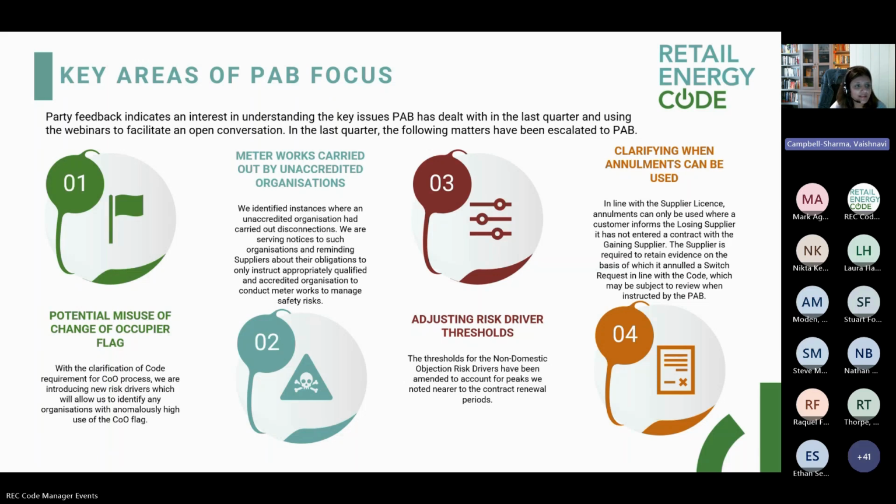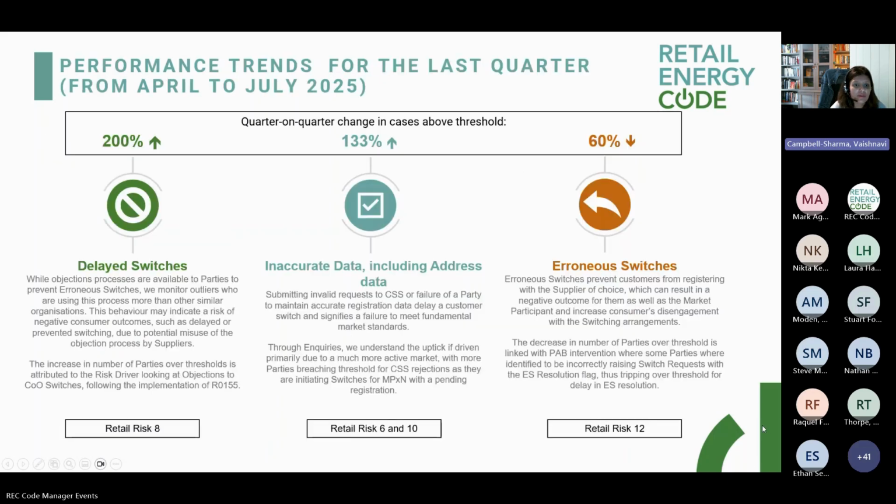If we go to the next slide as well, Jenny. We've also done a bit of analysis of how quarter-on-quarter performance of parties over thresholds has changed over some key areas that we looked at. So risk driver 8 is where we look at delayed switches. This could be any of the objection event risk drivers, etc.